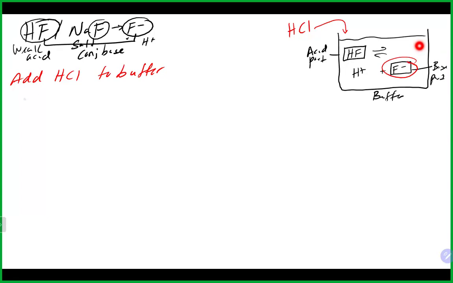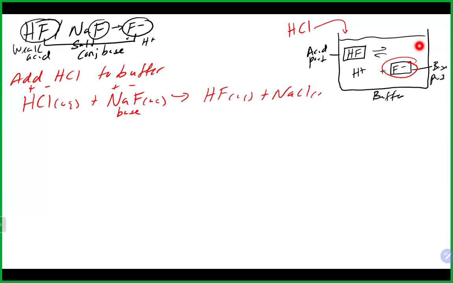So what's going to happen is my HCl will then react with my sodium fluoride, which is really my base part of the buffer, right? And this is a double displacement reaction, right? We're going to swap some partners here, and we're going to get a little HF and a little sodium chloride in this case. So when we dump this in here, it's going to go find the base part and actually do a reaction.